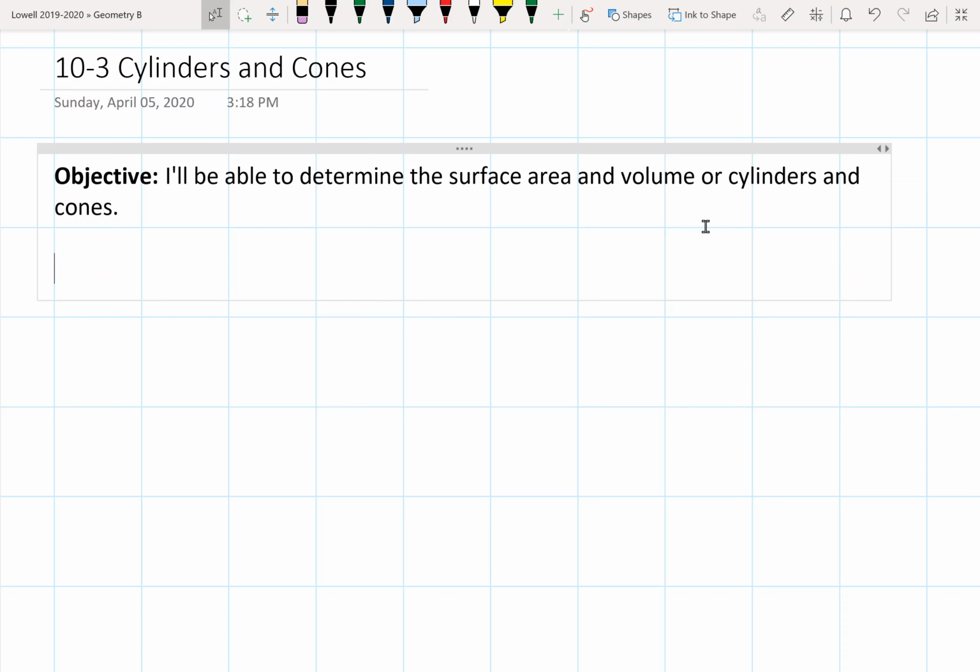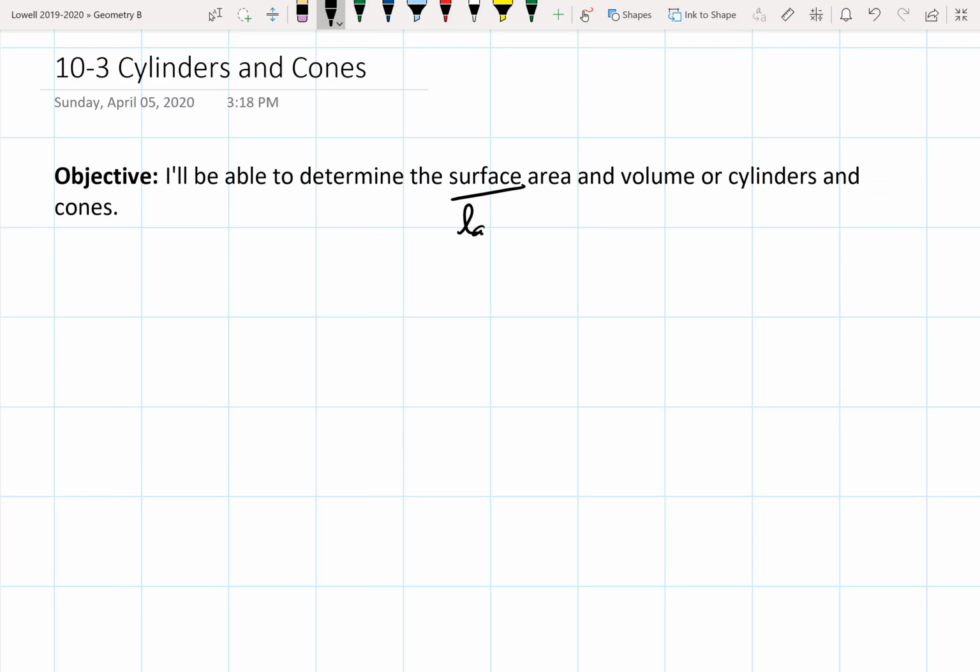This time we're talking about cylinders and cones. So we'll jump right into it. Again, our goal is to figure out their surface area and their volume. More specifically, their lateral surface area.